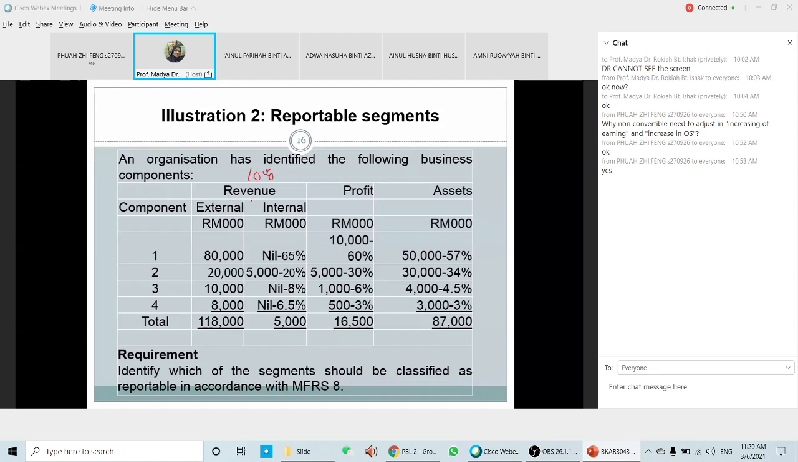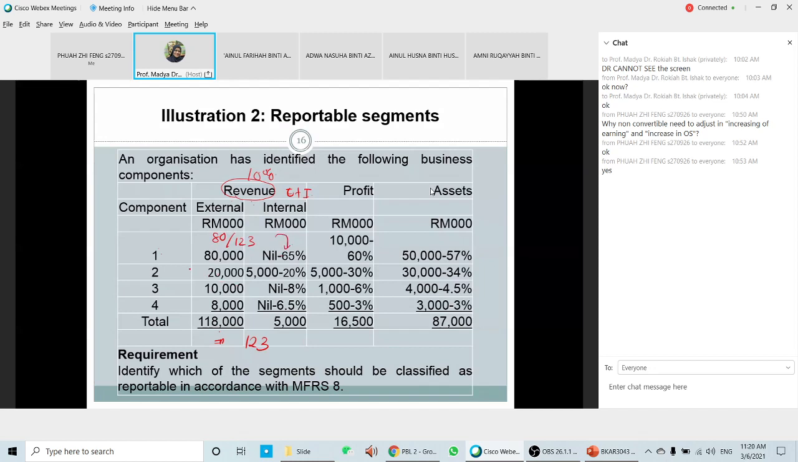10% test. So revenue here is a combination of external plus internal. If you look here, the total revenue that you have here is 1, 2, 3. Now we want to test, for example, component 1 for the 10% here. So we're going to have 80 divided by 1, 2, 3. So you're going to have 65 here.